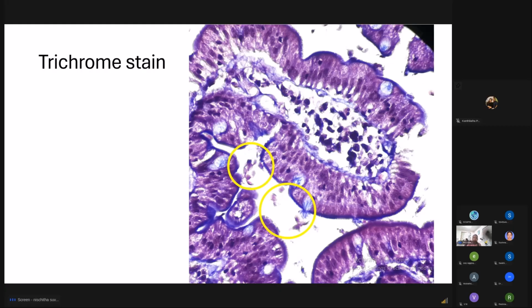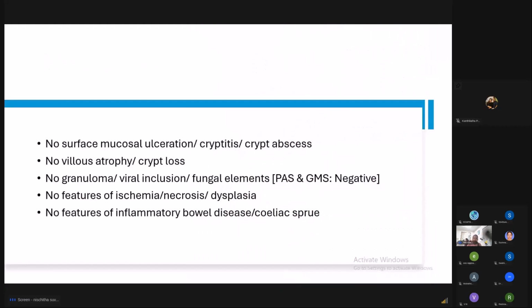These organisms were highlighted by trichrome stain, and other features like mucosal ulceration, cryptitis, cryptapsis, villus atrophy, or loss of crypts were not evident in this biopsy. PAS and GMS stains were performed, and they were negative for fungal organisms or viral inclusions. No granulomas were noted, and there were no features of ischemia or necrosis, and no features of inflammatory bowel disease or classic appearance of celiac sprue.